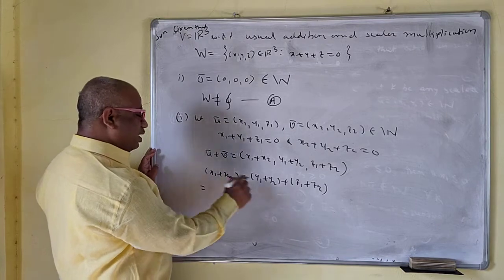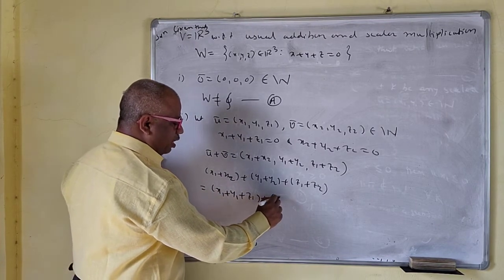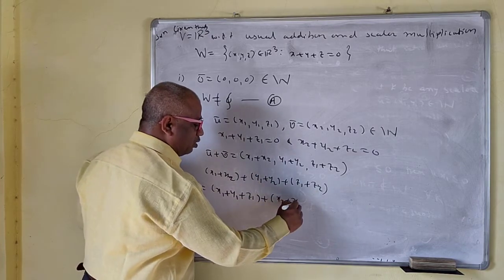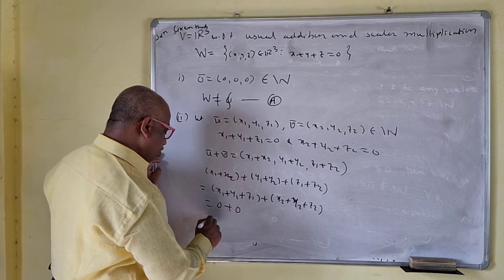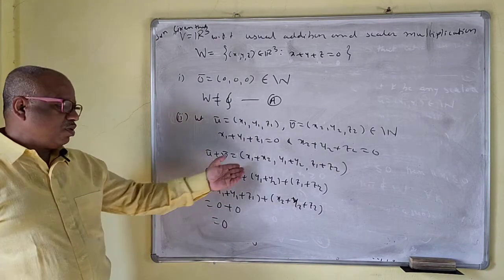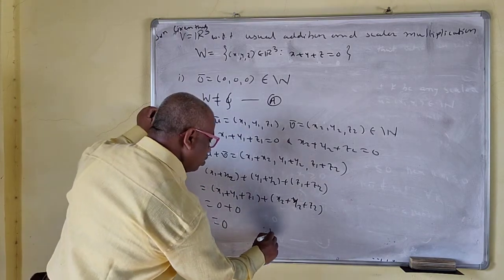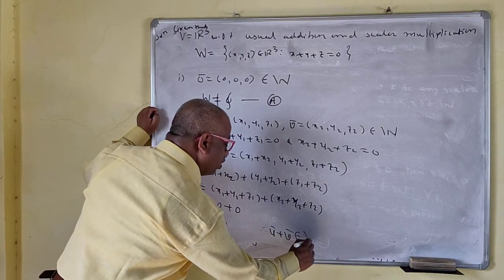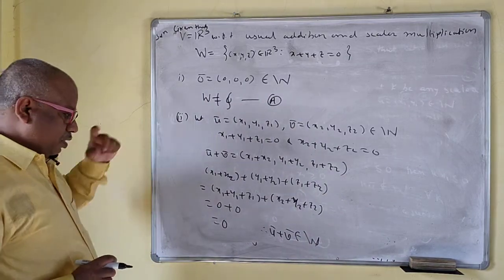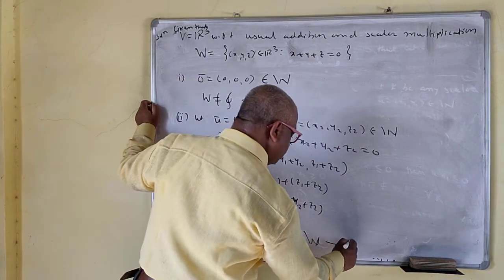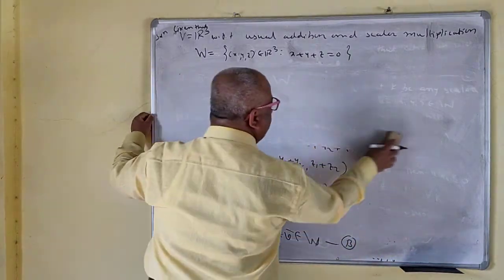So we can rearrange this, because all are real numbers. We can write x1 plus y1 plus z1 plus x2 plus y2 plus z2. So this is 0 plus 0, which is 0. See, the sum of the coordinates is 0. Therefore u bar plus v bar belongs to W. So this is B now. Now we take the third one.